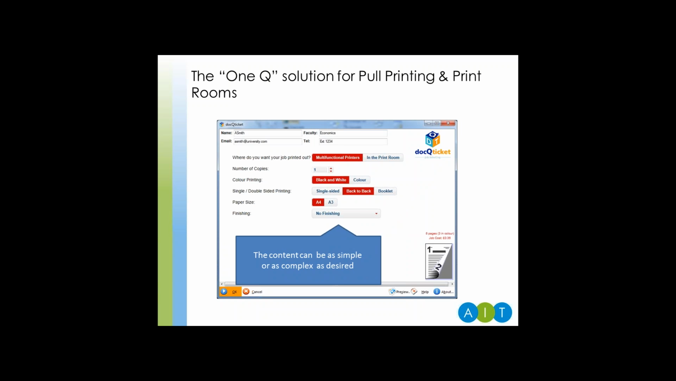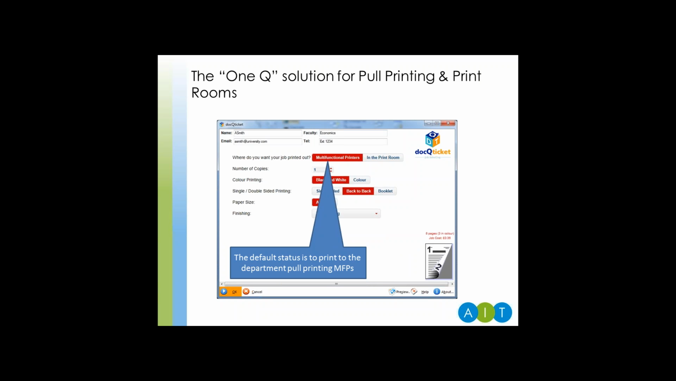If the MFDs in question have no finishing options available, then in terms of finishing here, we see no finishing. Should there be options available, then we can populate those in the job ticket. It includes a job estimate as well, so they can see roughly how much that job is going to cost them according to what prices have been configured within the system.